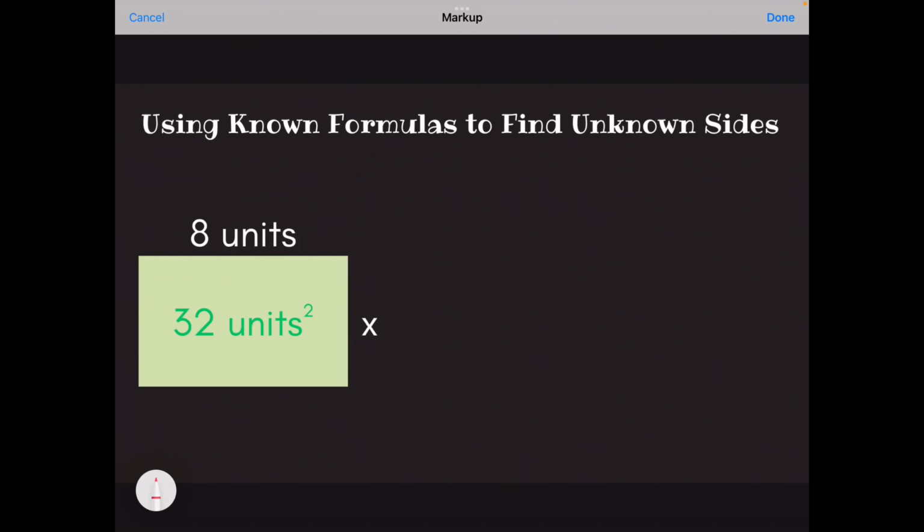Same thing goes for this next rectangle. This time, taking a look at what we are given, I know that the area, the inside of this rectangle, is going to be equal to 32 units squared. The length of this rectangle is 8 units, but the unknown side is this width. We're going to try and solve for x using the formula of area. We know that the formula for area is length times width.